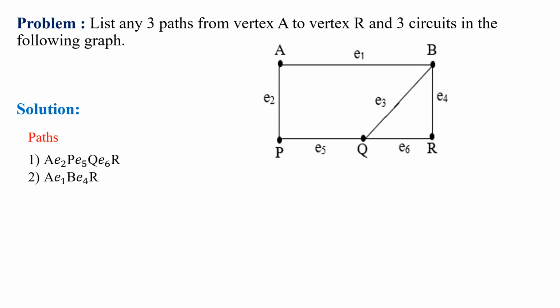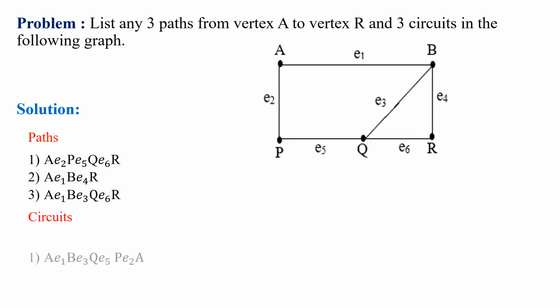Next, the second one, A, E1, B, E4, R. So A to R is a path. Third one, A, E1, B, E3, Q, E6, R. So this is also a path. Here we see that all the vertices, A, P, Q, R, then A, B, R, then A, B, Q, R, are distinct.